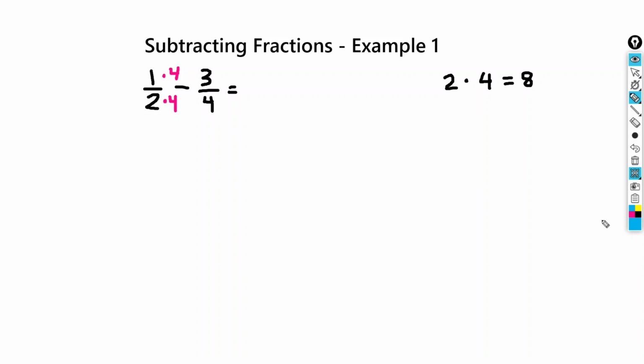And then the second fraction, I'll multiply by 2 over 2. And that's going to give me a denominator of 8 on both of these. So what we're going to end up with is 1 times 4, which is 4, over 2 times 4, which is 8. So 4/8 minus, then we have 3 times 2, which is 6, over 4 times 2, which is 8.